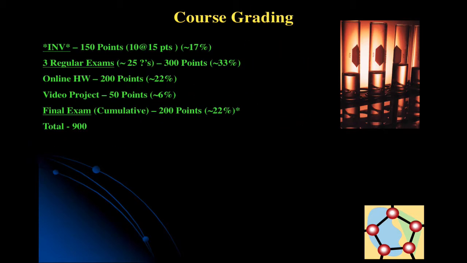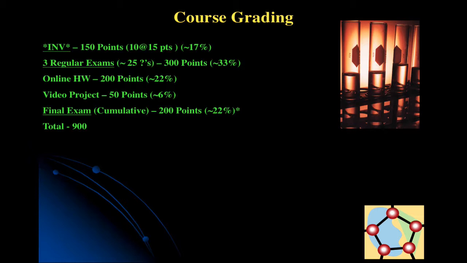The inverted lectures are going to be worth about 150 points. You're going to have 10 of them during the semester at 15 points each, roughly 17% of the overall course grade. We'll have 3 regular exams, somewhere around 25 questions each exam, about 300 total points on all 3 of those exams, so that's going to be about 1/3 of the class grade. You'll have online homework, which is worth 200 points, about 22% of the overall course grade.